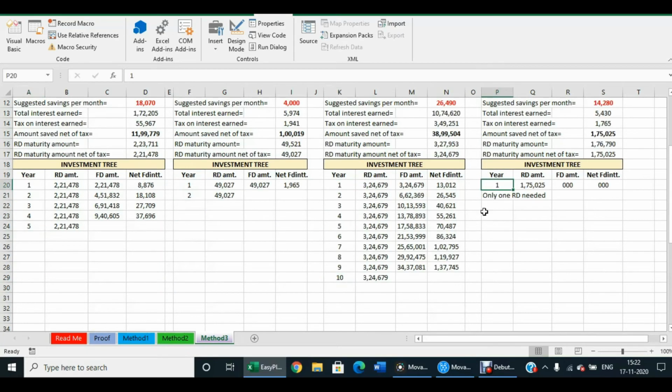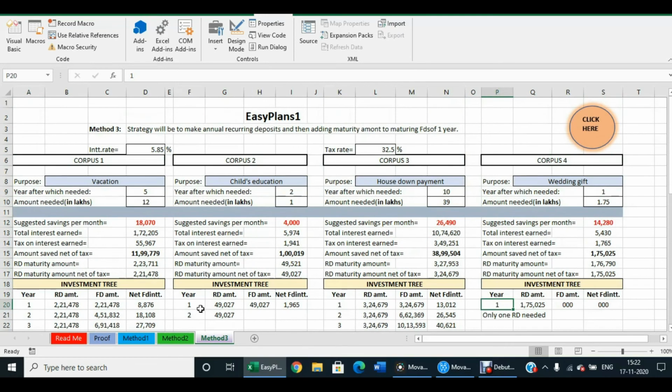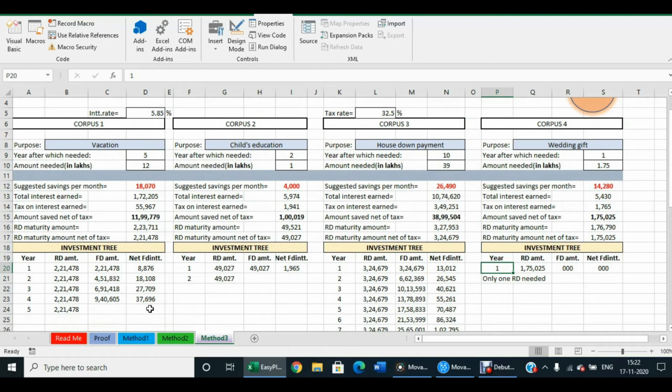I click the button here and here are the results. According to this, the suggested savings per month are 18,070 rupees. This will result in a recurring deposit of 2,23,711 maturing, which is a gross amount. The RD maturity amount net of tax is 2,21,478. This will be renewed every year.